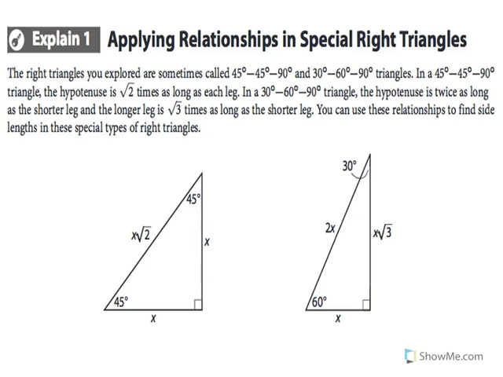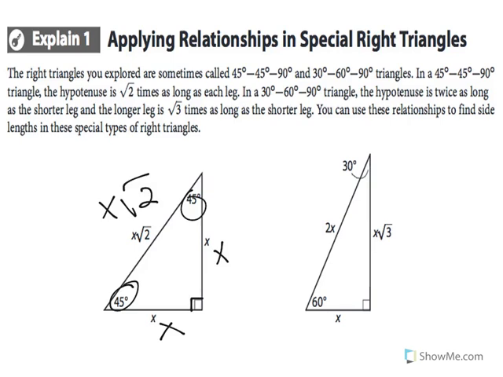Applying relationships in special right triangles. The right triangles you explore are sometimes called 45-45-90 degree and 30-60-90 degree triangles. In the 45-45-90 degree triangle, the hypotenuse is square root of 2 times as long as each leg. So this is the 45-45-90 degree right triangle. The legs are x and x, and the hypotenuse is x times radical 2.